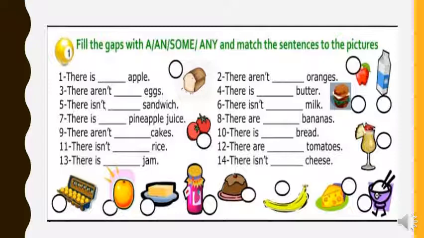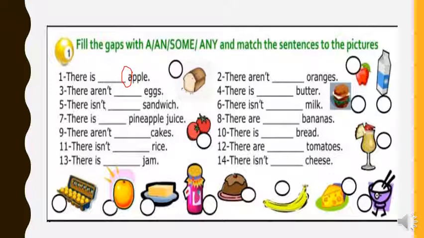Now we'll start with the exercise. Fill in the gaps with a, an, some, or any, and match the sentences to the pictures. No need to match the sentences. We just need to fill in the blanks. So, there is, and we have here apple, which starts with a vowel letter. So there is an apple.